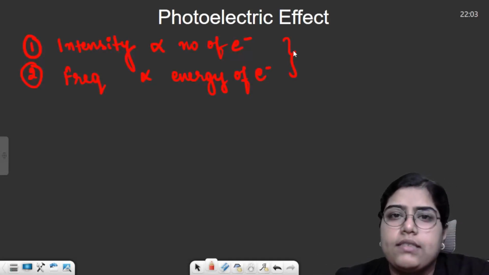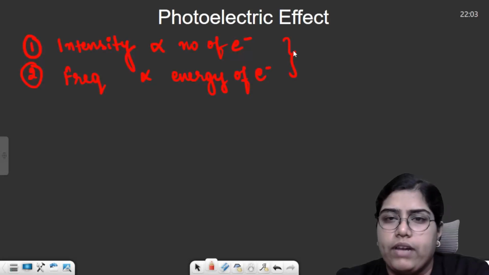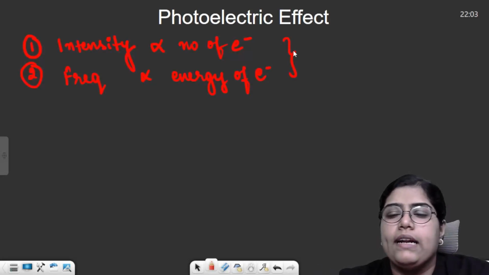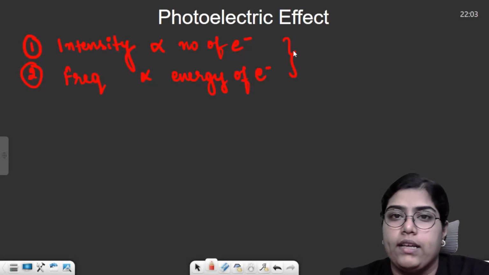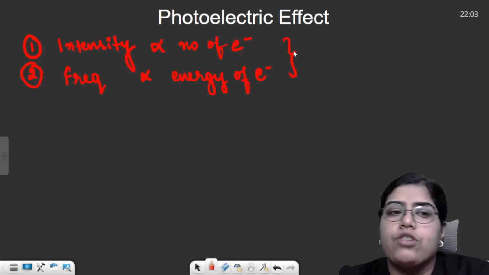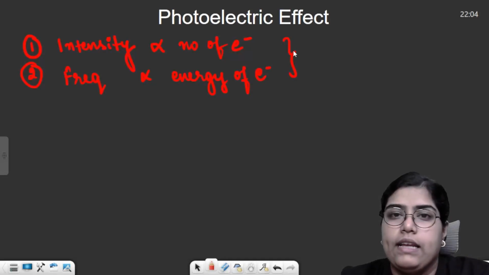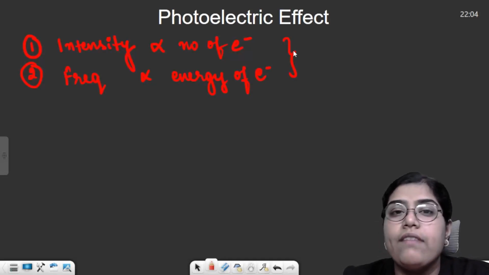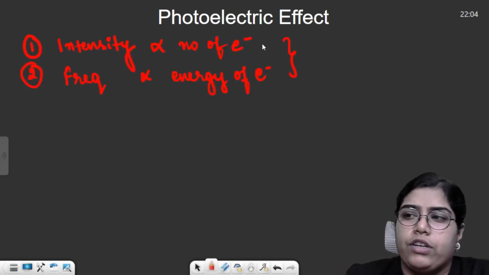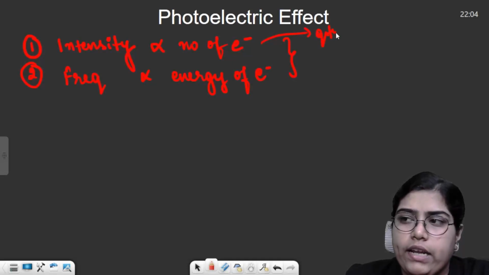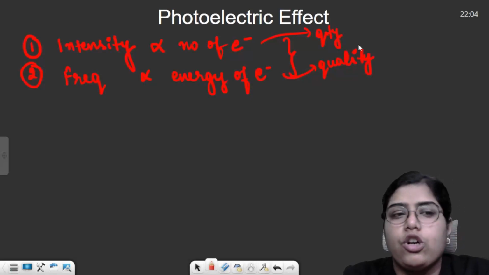The first point, which states that intensity is directly proportional to number of electrons, you just need to remember that intensity will only impact your number of electrons. Intensity is only impacting your quantity, the quantity of electrons which will actually be ejected. While frequency is directly proportional to energy. That means the frequency is actually affecting the quality of electron, the energy with which the electron will leave the particular metal piece, right? So just need to remember these 2 points. First point basically indicates quantity. Second point indicates your quality. You just need to remember these 2 things.